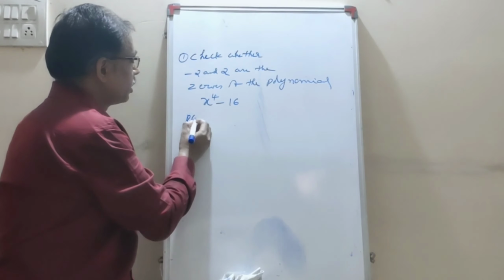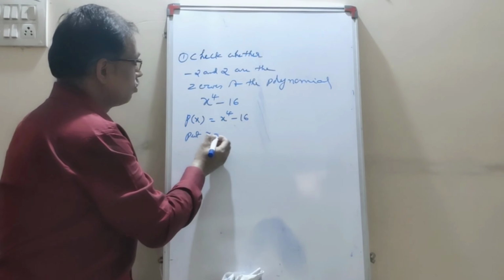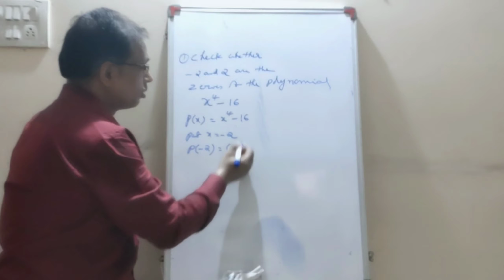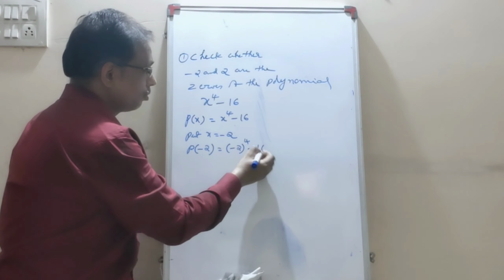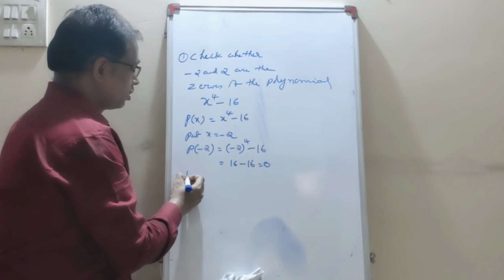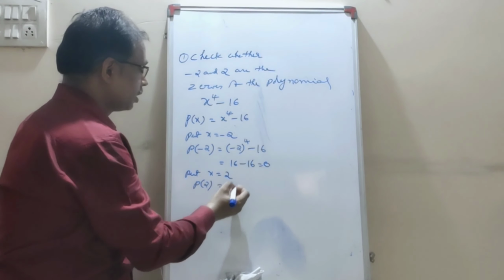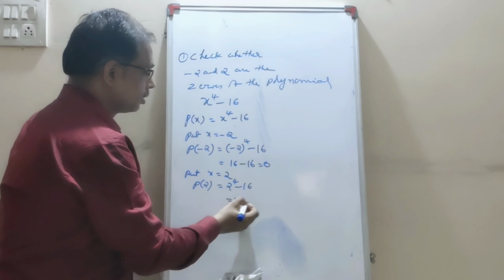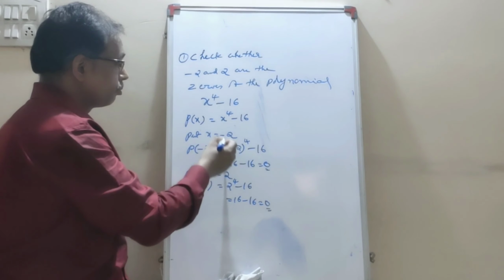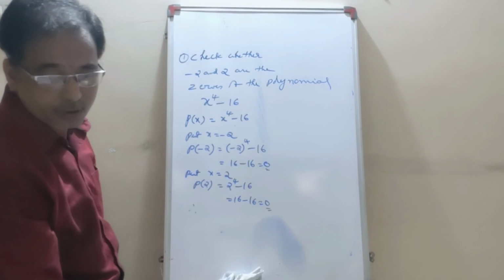First of all, let us take p of x is equal to x power 4 minus 16. Put x is equal to minus 2. Then p of minus 2 equals minus 2 to the power of 4 minus 16. Minus 2 to the power of 4 is 16, and 16 minus 16 gives 0. Next, put x is equal to 2. So p of 2 is equal to 2 power 4 minus 16, that is 16 minus 16, 0. Whenever you get 0, that means minus 2 and plus 2 satisfy the equation. Therefore, yes, minus 2 and plus 2 are the zeros of the polynomial.